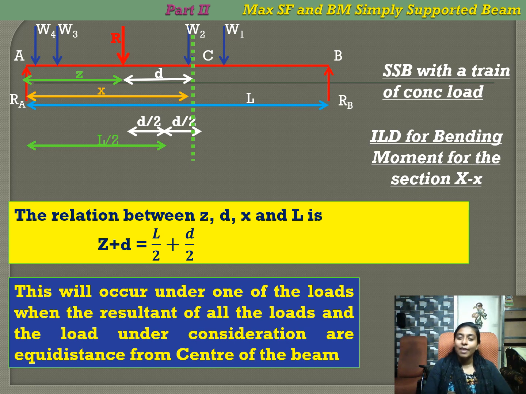So listen, when a problem is given, such a problem where a train of loads is given, find the resultant, find the load closer to the resultant. Take the distance of the resultant from A as Z, take the distance between R and W2 as d. Now apply the condition, so that we will be able to find the maximum bending moment when a train of loads is moving from A to B in a simply supported beam.